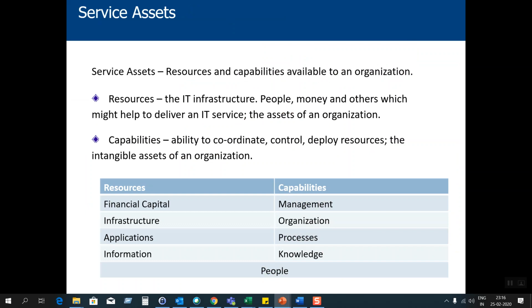This slide again talks about what a service asset is, what resources are, and what capabilities are, which we already discussed in the previous slide. Resources are the IT infrastructure, people, money, and others which might help to deliver an IT service. Capabilities are the ability to coordinate, control, and deploy resources, the intangible assets of an organization. But don't worry about the definition, just remember what I discussed a few minutes before.